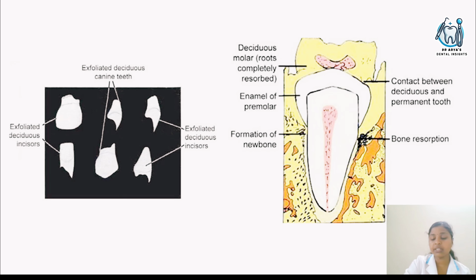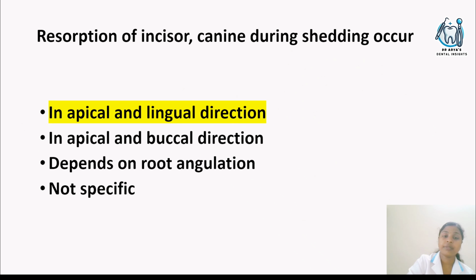The follicles of the developing incisors and canines are in a position lingual to the deciduous roots, hence the resorption takes place in apical and lingual direction. Here the deciduous molar roots are completely resorbed. This is the enamel of a premolar and this is the formation of new bone. This is the contact between deciduous and permanent tooth and this is the bone resorption. So the answer is resorption of incisors and canines during shedding occurs in apical and lingual direction.